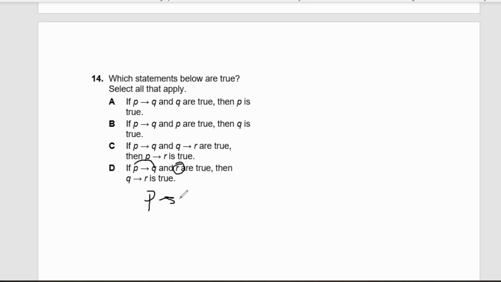Now if I look at D, I have P implies Q and just R are true. These events are not chained together, right? I would have to have Q implies R is true. So this one is false. Now I'm going to build a truth table to analyze this statement.